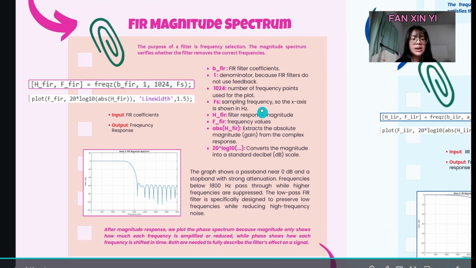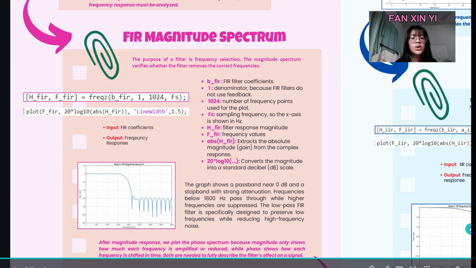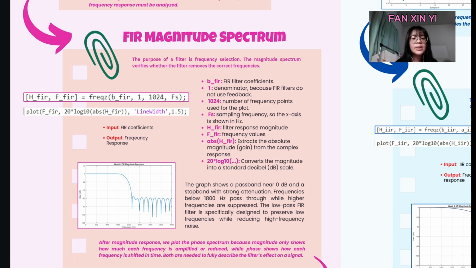Next is the FIR magnitude spectrum. The magnitude spectrum verifies the filter performance, to check whether the filter removes the correct frequencies. As you can see, in the magnitude spectrum from MATLAB, frequencies below the 1800 Hz cutoff are preserved, while frequencies above the cutoff are attenuated. This confirms that the filter effectively removes the unwanted high-frequency components.